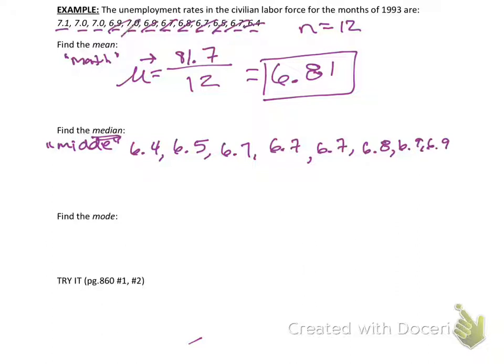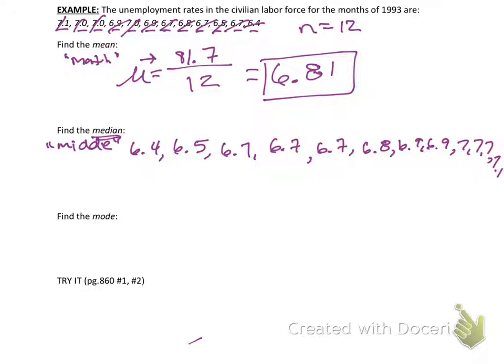I'm running out of space. 7, 7, 7. What? So I have 3 sevens. And then a 7.1. So I didn't leave myself enough space. I should have started probably below or written smaller. Sorry about that. But now we're ready to find that middle number.